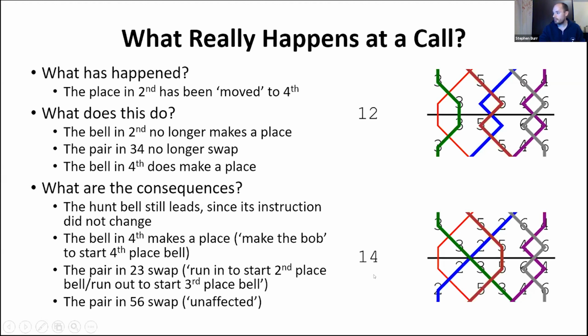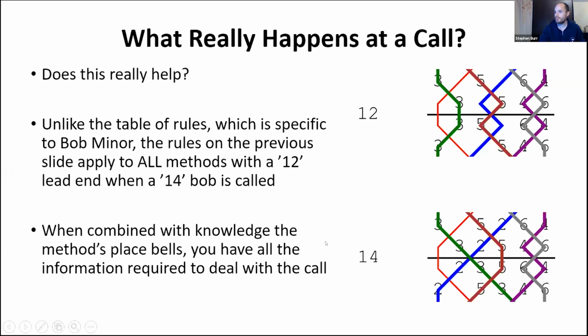The 2 at the back, this change in the notation hasn't affected them at all. So that's why they remain unaffected. They still swap. There's no 5 or 6 here, no 5 or 6 here.